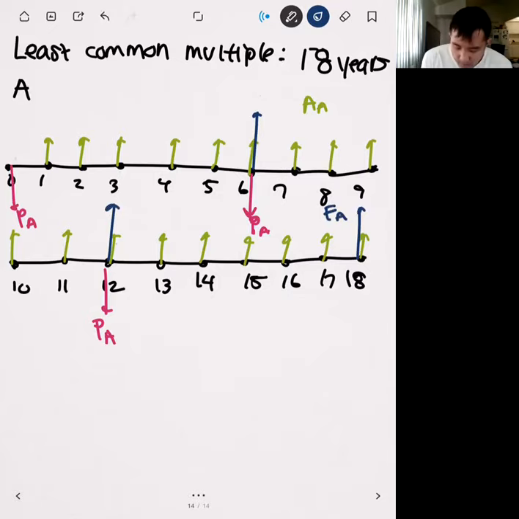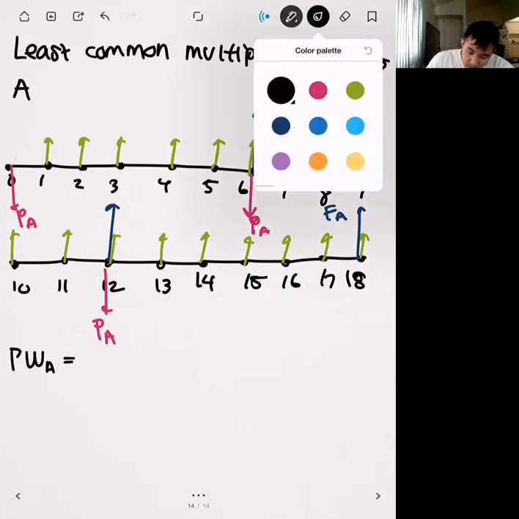Okay. And so now that we have this cash flow diagram and we bought all the replacements, we can go ahead and compute the present worth. And so the present worth of A, this is really easy to compute based off the diagram here. So let's start with PA first.